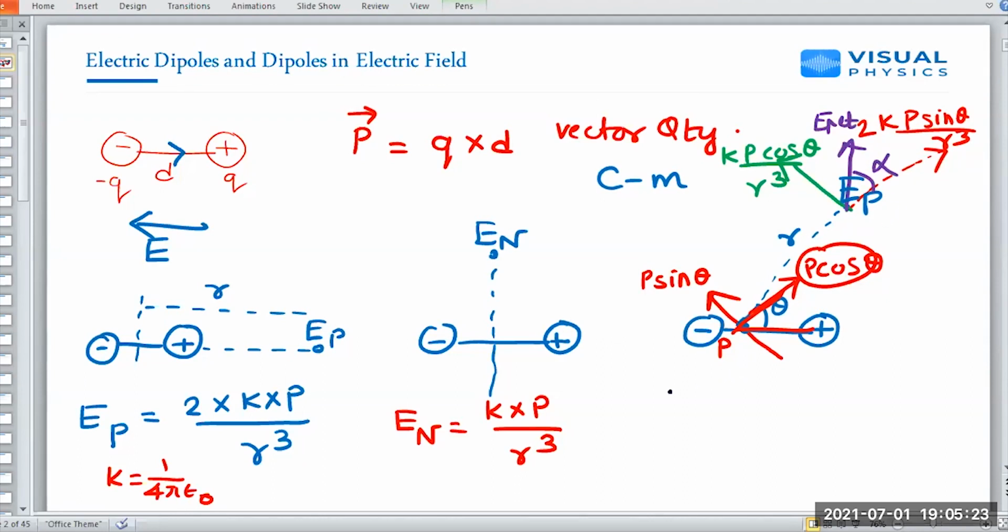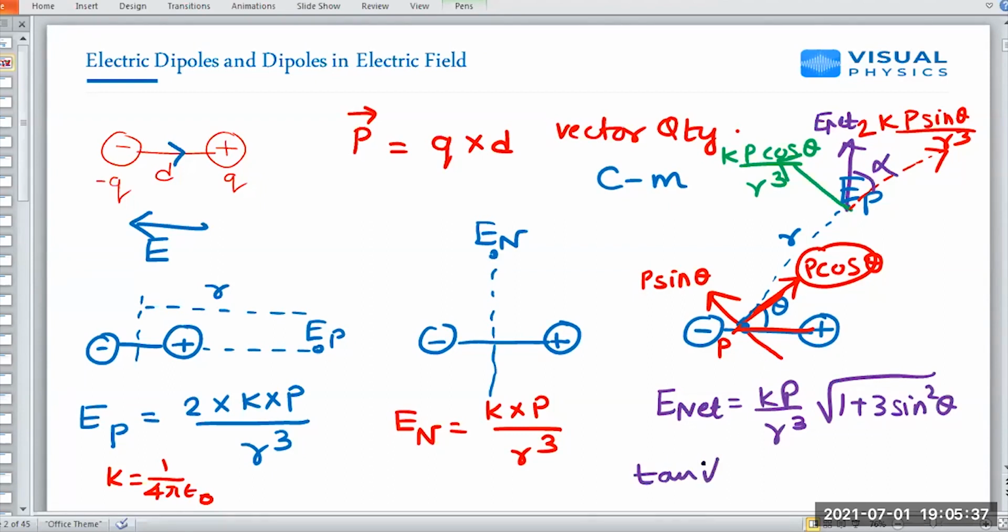So two results I have to know. First is E net is equal to K P by R cube under root of 1 plus 3 cos square theta. This is the first result which I should know. And second is the relation between the angle: tan alpha is always half of tan theta. Okay.